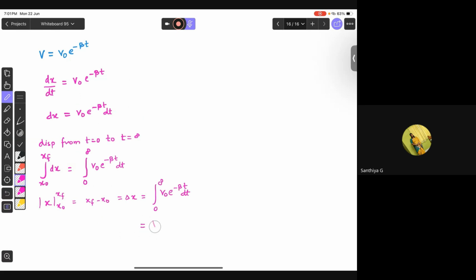So v naught I can take outside. It is constant, obviously constant, the initial velocity. Is it changing with time? No. So the integration of this thing, I hope all of you can do it now. It was the integration of e power ax plus b with respect to x, which was e power ax plus b divided by a. Correct. Same way here, I will perform the integration of this one.